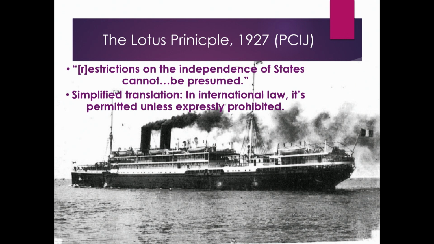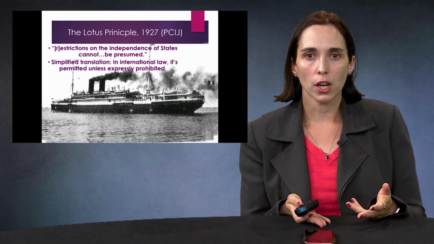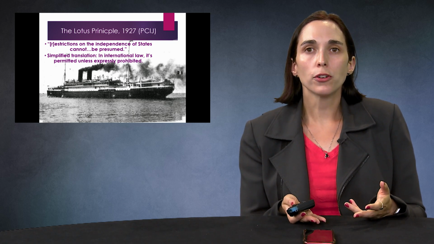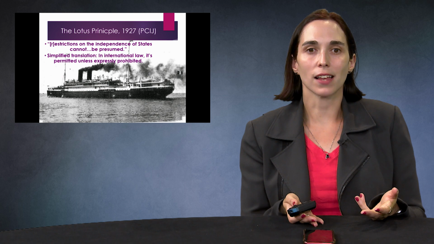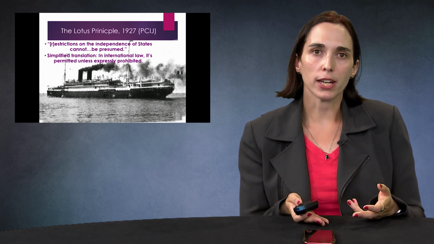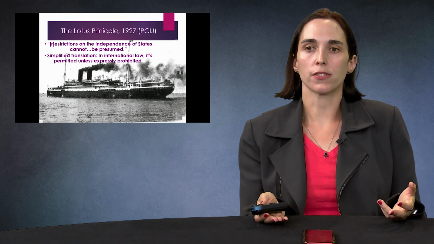And the principle that came out of that case that's relevant for our purposes here today is that the restrictions on the independence of states cannot be presumed. So what does that mean? That means that in international law, something is going to be inherently permitted unless it is expressly prohibited. There is no Leviathan that exists over the community of states.